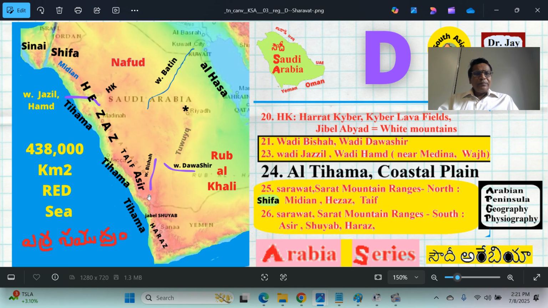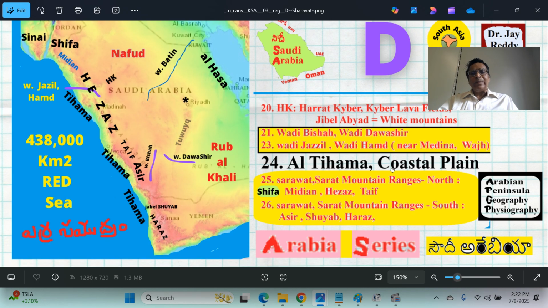Then, in the Najd, Rub al Khali region, there are two wadis, Wadi Bishah and Wadi Dawashir. This is the Wadi Dawashir. There is a town called Dawashir also. There is also a town called Bishah. I think this comes in the historic Najran Asir region. So Wadi Bishah, Wadi Dawashir, Harrat Kyber lava field.